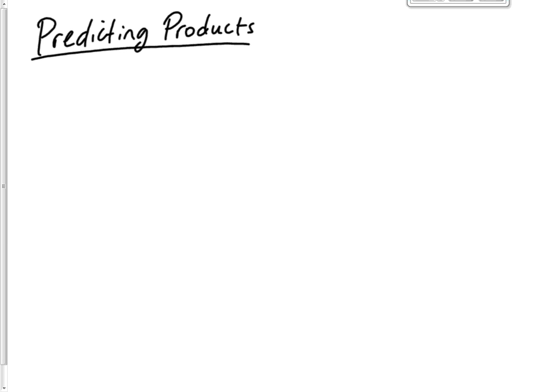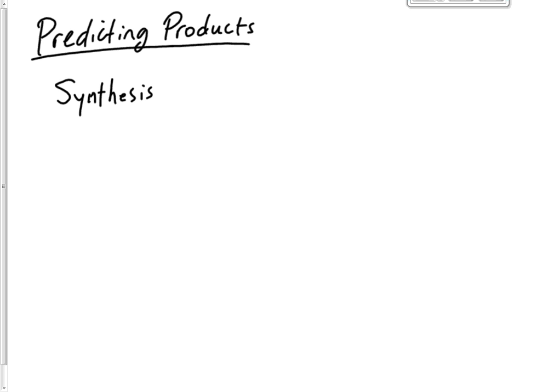Okay, so predicting products. You're going to have to predict the products of three different types of equations. You're going to have to predict products for synthesis reactions and single replacement reactions and double replacement reactions. We're not going to deal with decomposition reactions, and combustion reactions are always the same. So let's talk about synthesis first.